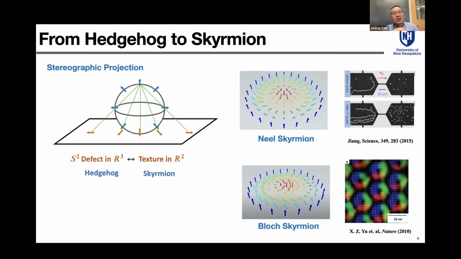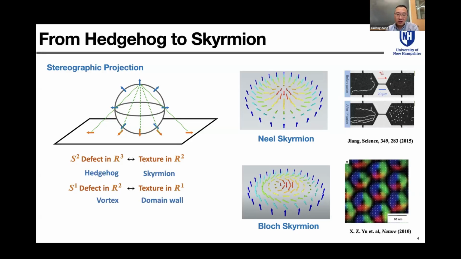So that means there is an interesting duality between a unit sphere in 3D and a texture in 2D. A unit sphere is a hedgehog configuration. It's a defect in 3D. And then the corresponding texture in 2D is a skyrmion. If we generalize this duality, we reduce the dimension by 1 on each side. What we get is a duality between a defect in 2D and a texture in 1 dimension. This defect in 2D is just a vortex, and the texture in 1D is actually a domain wall. So there is a duality between them.